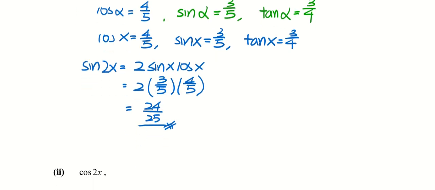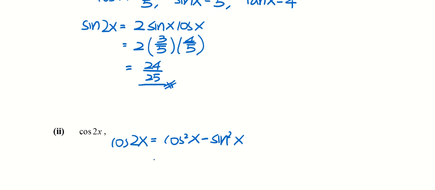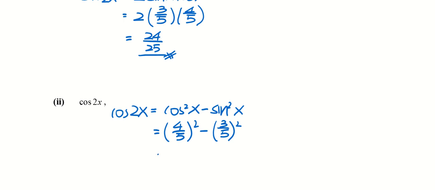How about part 2? Cosine 2x. For cosine 2x, you have 3 variations, right? You can use either of the 3. So let's take cosine square x minus sine square x. What is cosine? 4/5. Sine? 3/5. And then what do you get? 7/25.